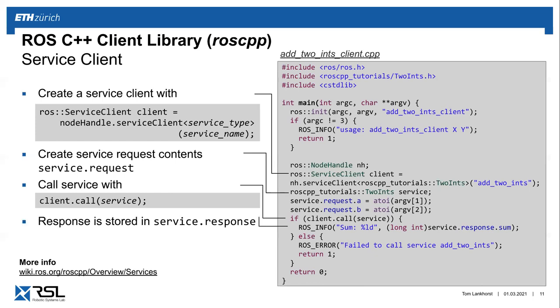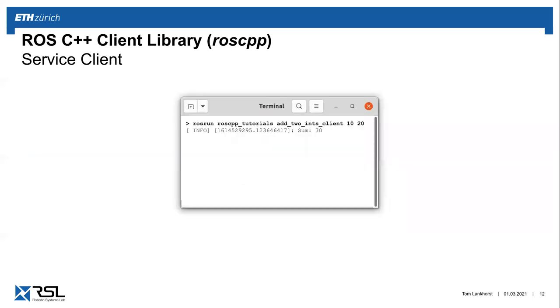If that is successful, then the response will be filled with the response as given by the service server. In this case, that means that the sum parameter is set and we output that value to the command line with the ROS_INFO logging function. Now we can run that example, we can execute rosrun roscpp_tutorials add_two_ints_client with two integers of our choice, and we get the result as expected.